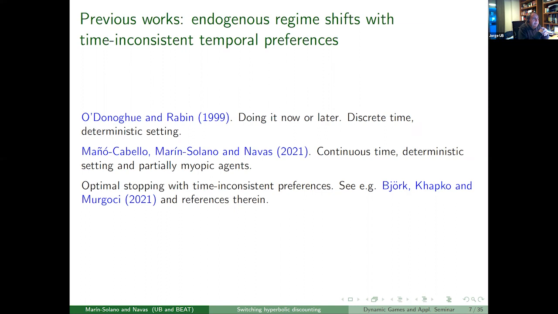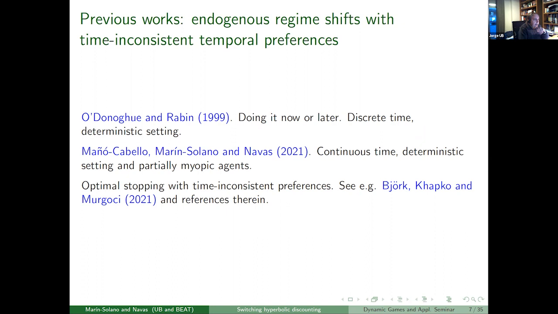Let me continue with some papers that analyze the same situation, but now with time inconsistent temporal preferences. In the discrete time case, we find the paper by O'Donoghue and Rabin, Doing It Now or Later. They work with beta-delta preferences to analyze this situation. There's the paper that I have mentioned before, by Carlos Mañó, Jesús Marín, and myself, where we analyzed the problem in continuous time, totally deterministic, and with partially myopic agents, which I will explain better later. And there's also a recent book on optimal control with time inconsistent preferences by Bjork, Khapko and Murgoci, that has some chapters on optimal stopping, and also there we can find ideas on these topics.